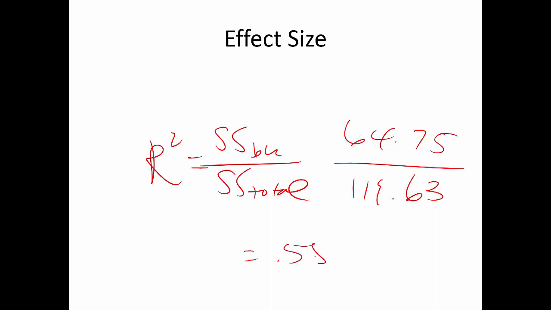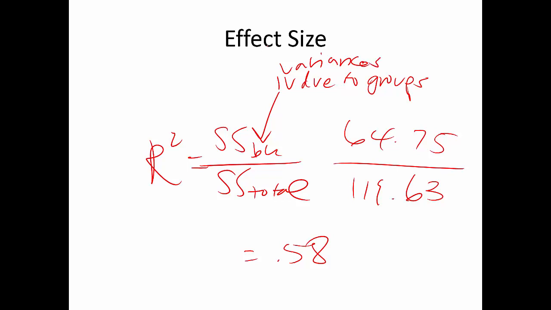Okay, so this is a super huge effect size, remembering that 14 is large. Okay, so 58% of the variance in our DV is accounted for by our IV. Remembering that this is the variance due to groups. So it's how much of the variance is due to the grouping variable, or the IV, or the differences between means, over how much variance there is total.